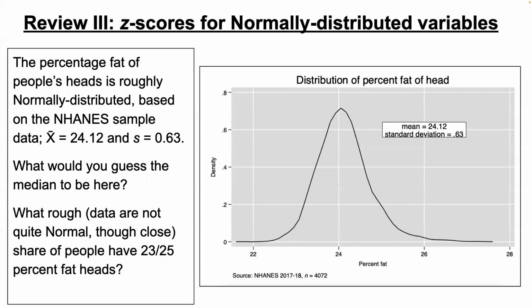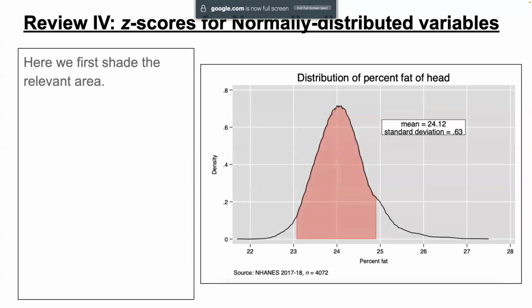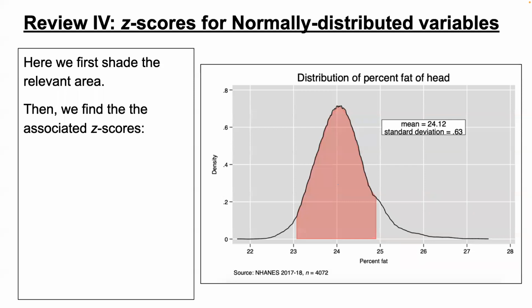So by the way, if you're unsure of where to start, a good first step is to draw a picture and shade the relevant area, and then find the associated Z-scores. So we have 23 and 25 here. And I've marked here on the slides, this is not exact, it's pretty close. But you want to find these here.